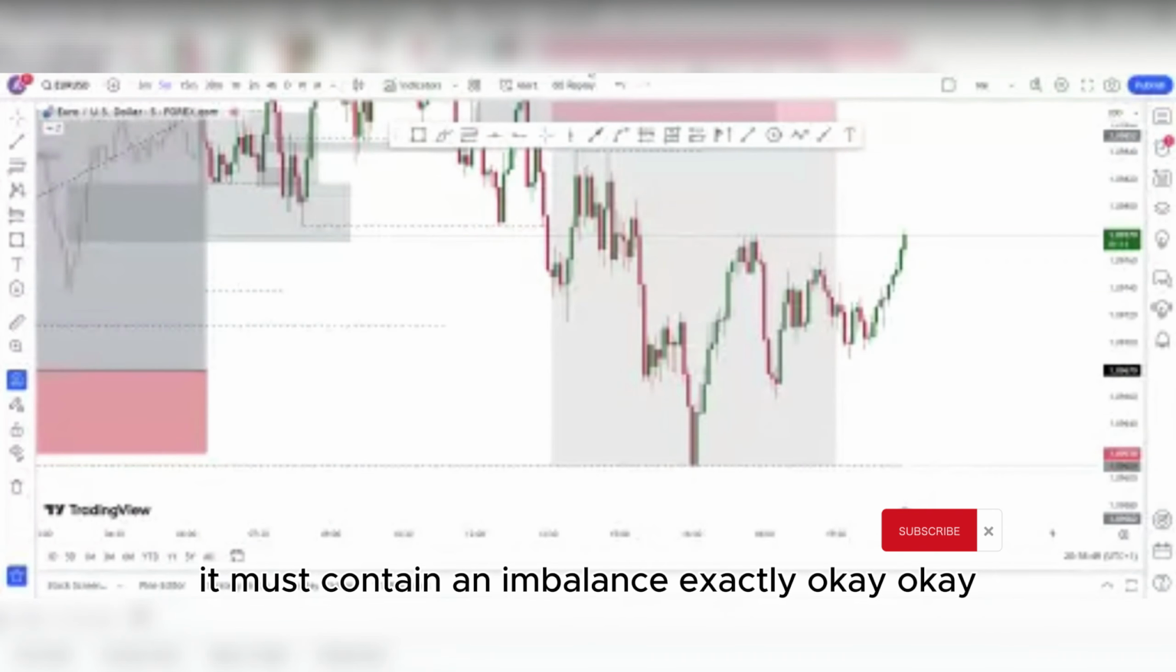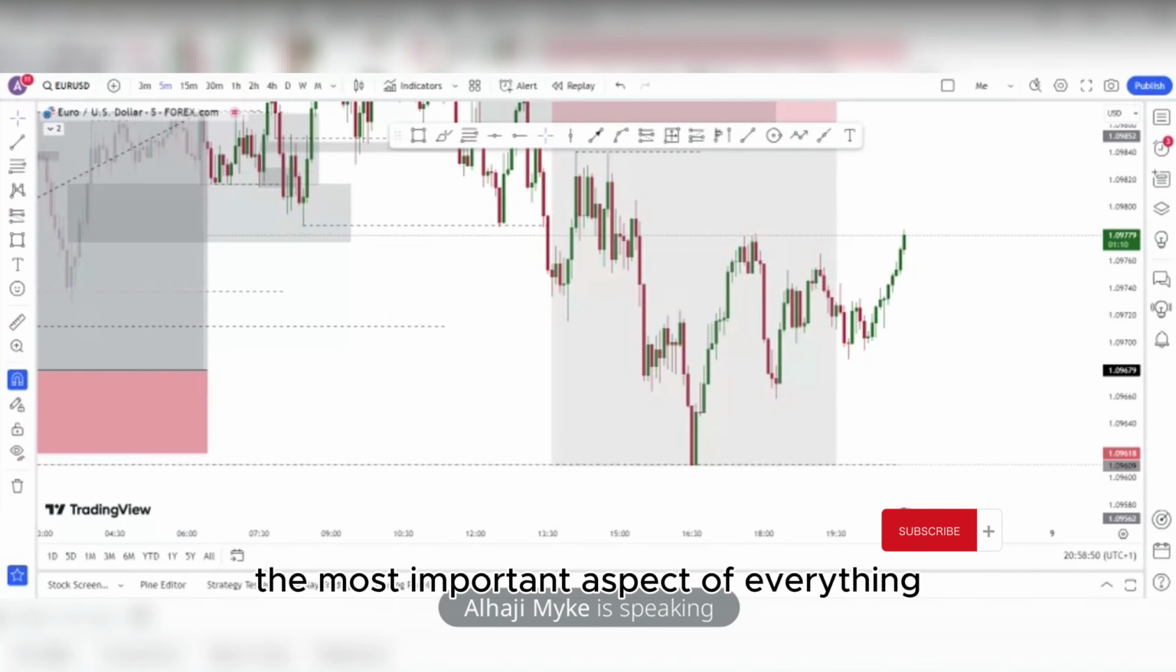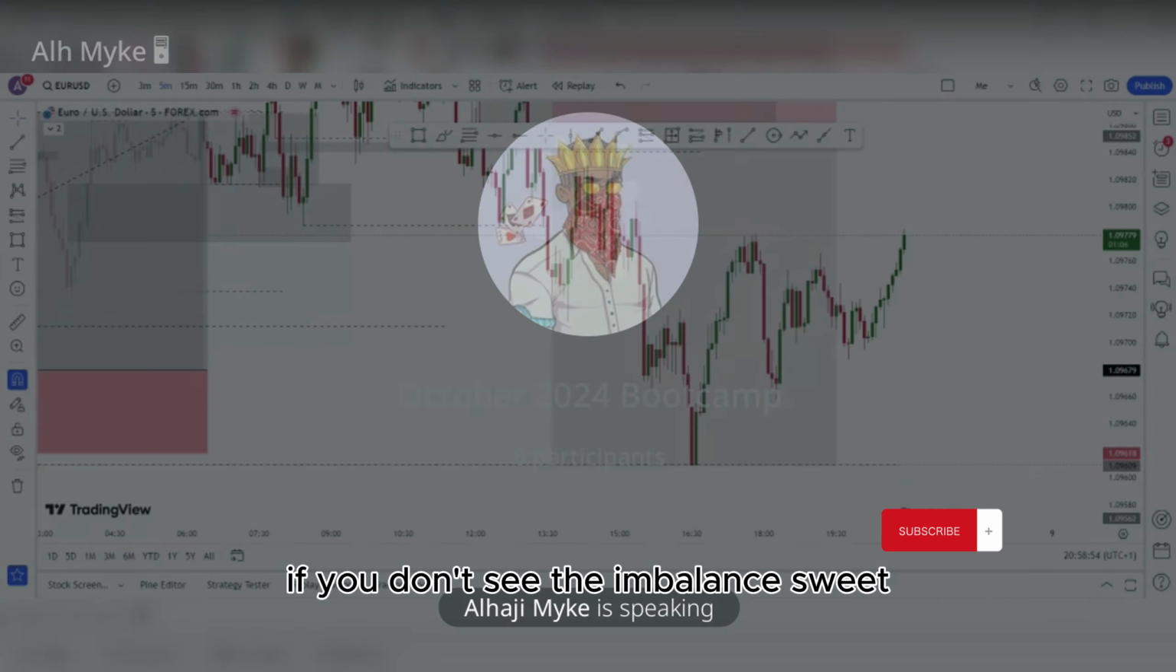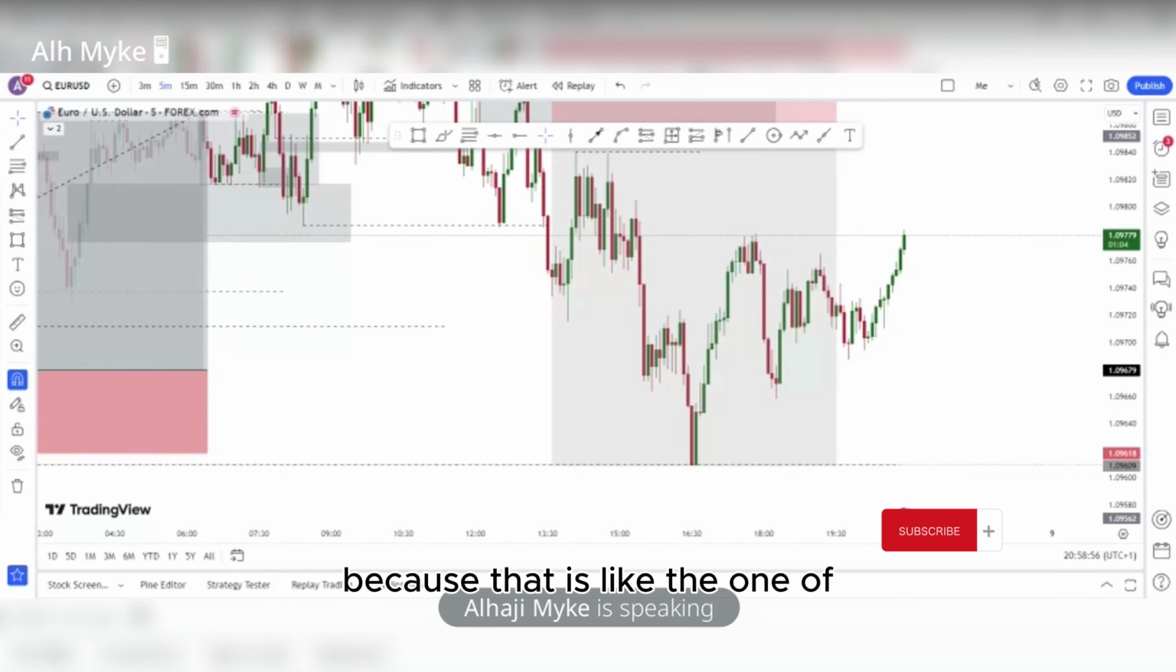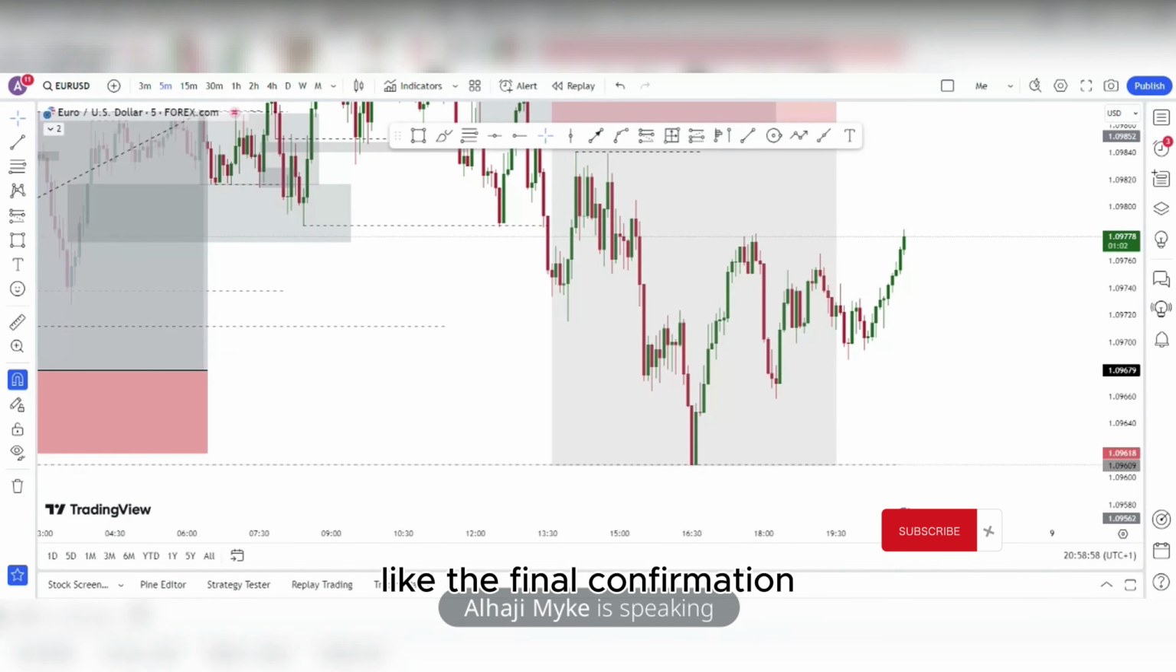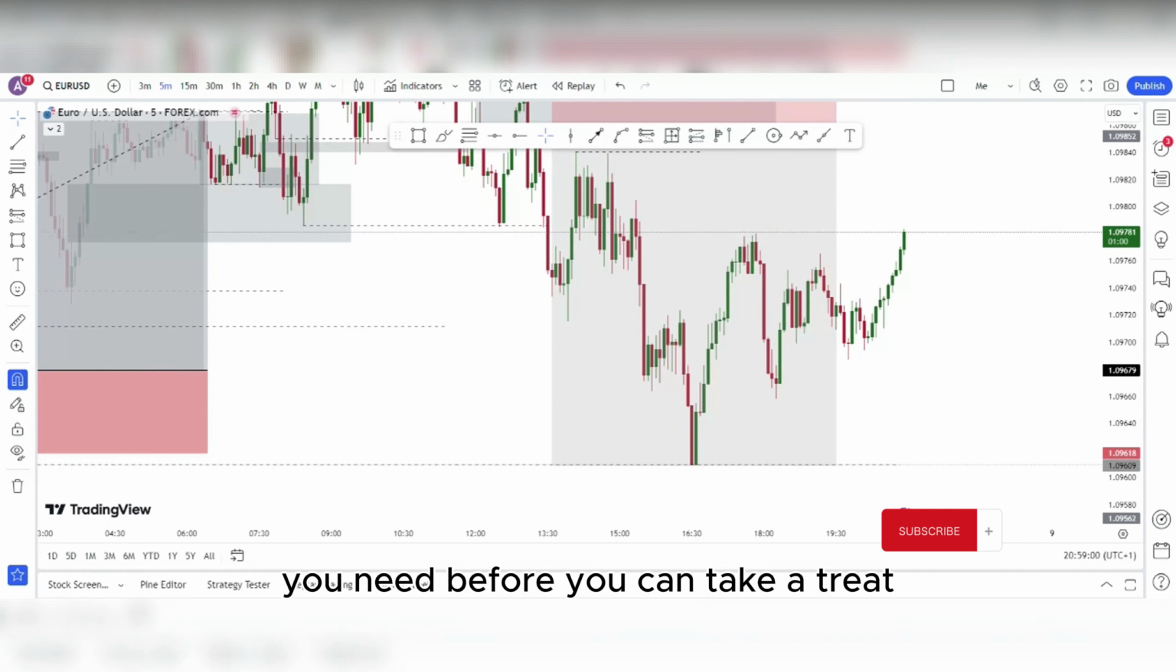That imbalance is the most important aspect of everything. If you don't see the imbalance, wait, because that is one of the final confirmations you need before you can take a trade.